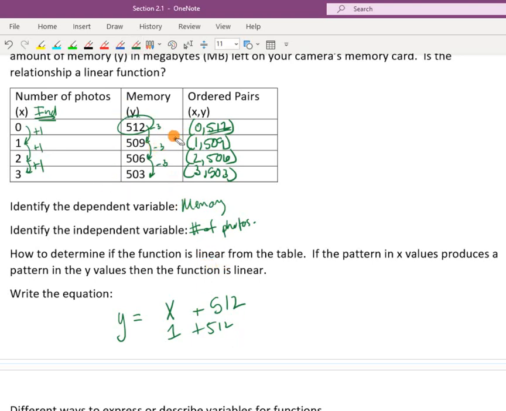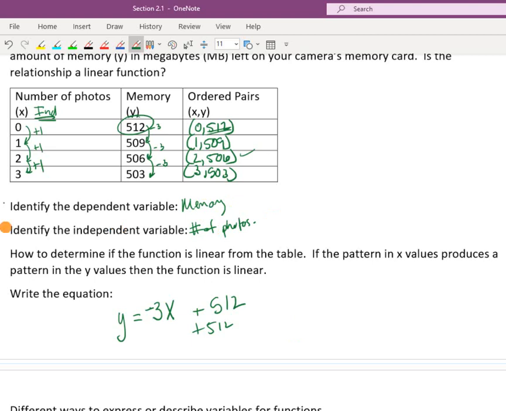So the way we do this, if this column of my dependent variable changes by the same amount, that number is actually the coefficient of the x that you choose. Plug 1 in, you get negative 3 times 1 plus 512, which makes 509. Plug 2 in gives me negative 6 plus 512, which gives me 506.